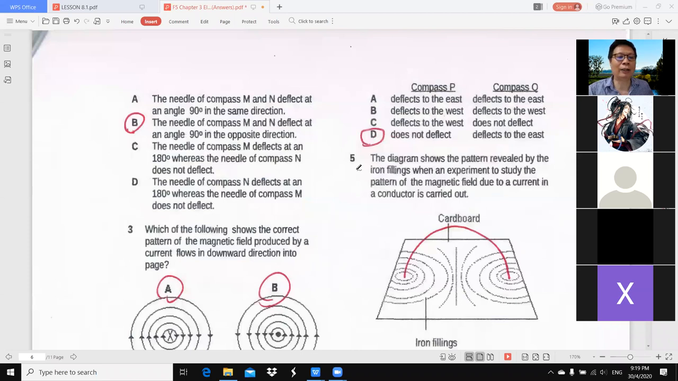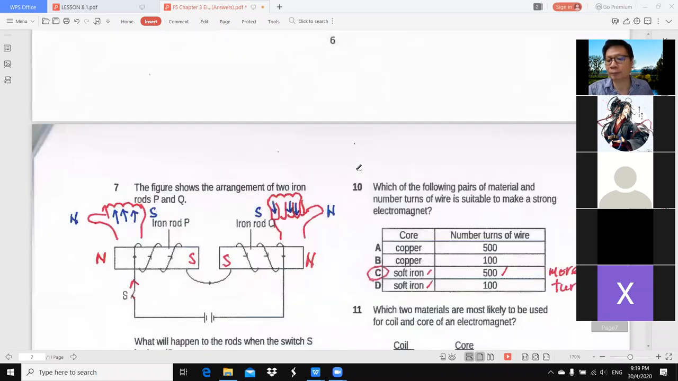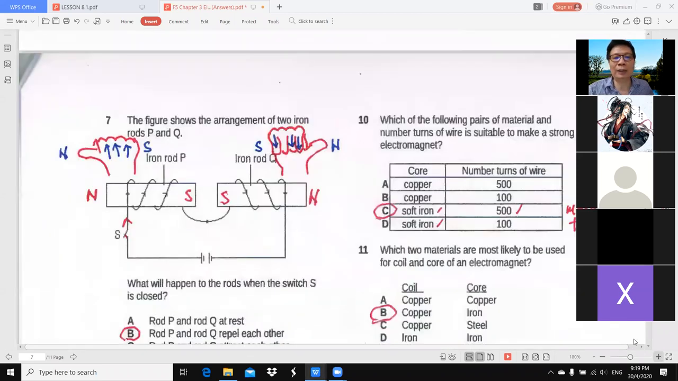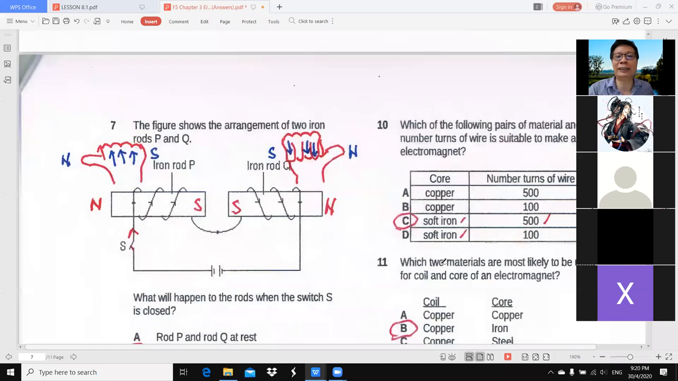Okay, now look at question number 7. Now I use a lot of diagrams to explain to you. You look at question number 7. Okay, number 7 here.